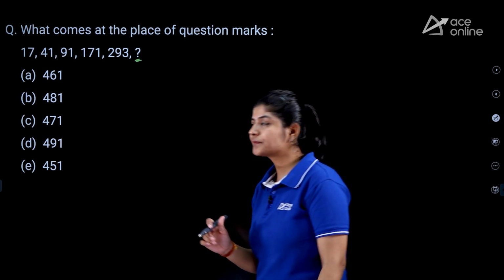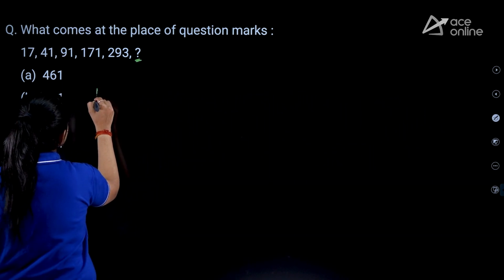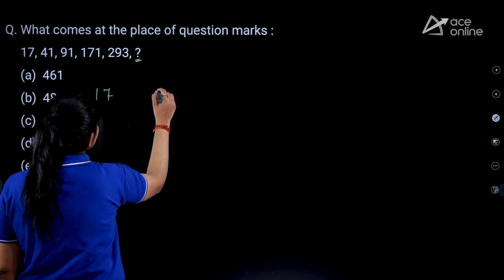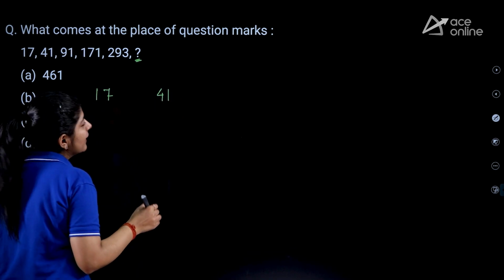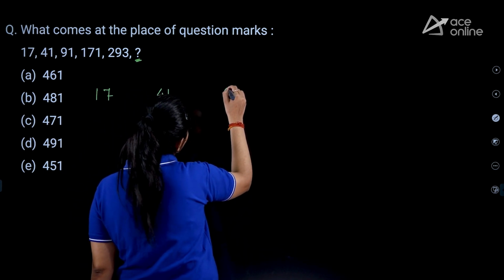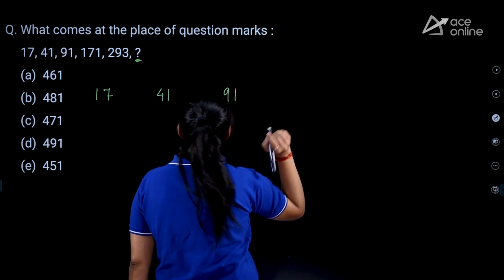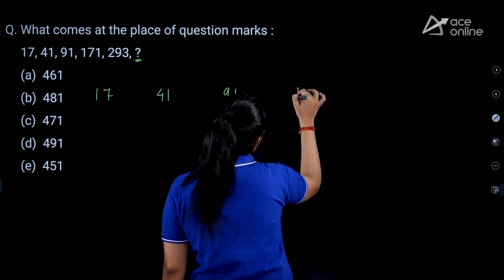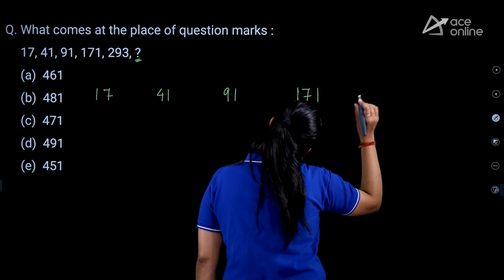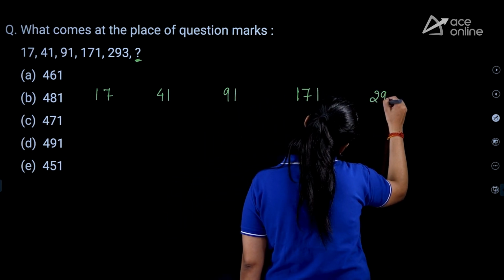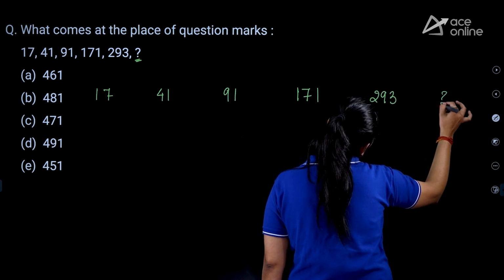Okay, let's see. So here I am having 17. After that, it turns into 41. After that, it will turn into 91. Now it will turn into like 171. Here I am having 293. Now I have to determine this particular number, right?